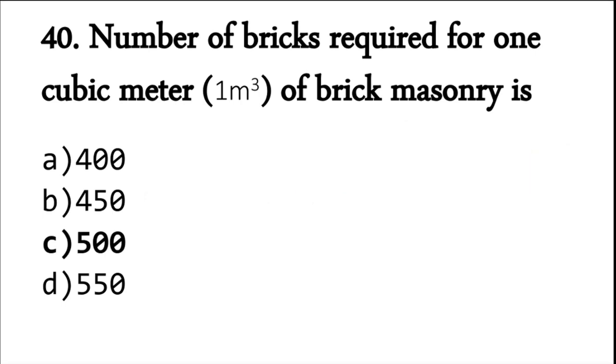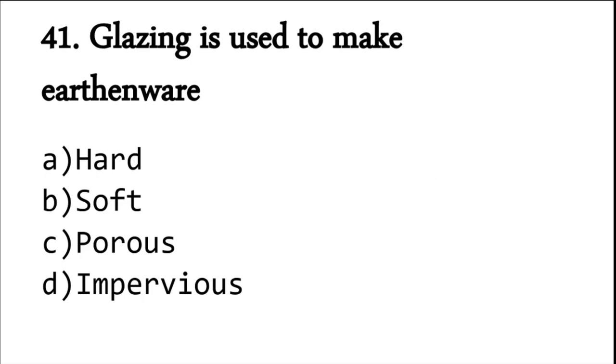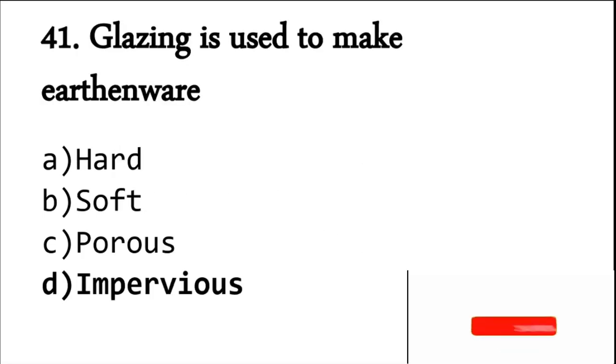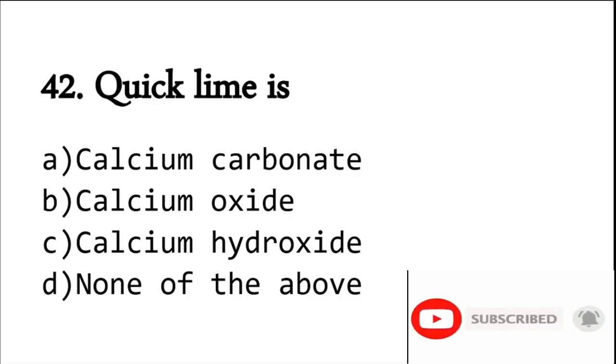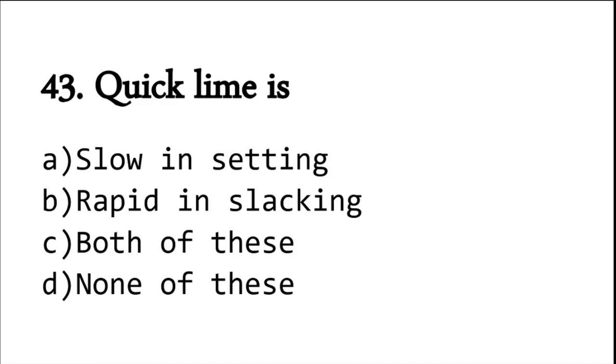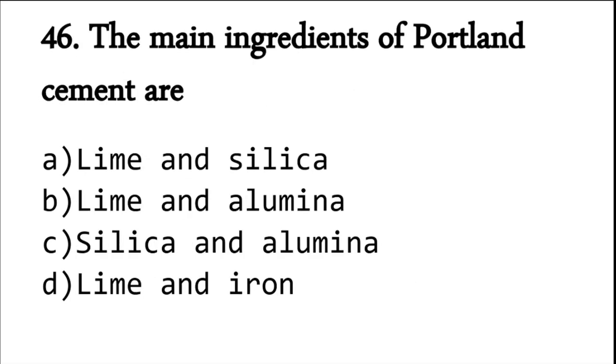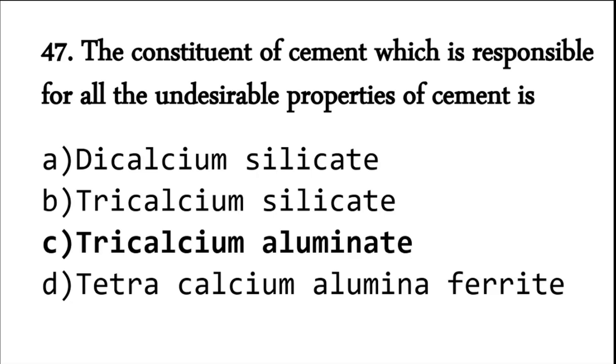Okay, next is glazing is used to make earthenware impervious. D is the correct answer. Okay. Next is quicklime is calcium oxide. B is the correct answer. Okay, so next is quicklime is slow in setting, rapid in slaking, both of these, none of above. So quicklime is slow in setting. A is the correct answer. Okay, next is hydraulic lime is obtained by burning of clinker. Next is the main ingredient of Portland cement are lime and silica. Okay, A is the correct answer.